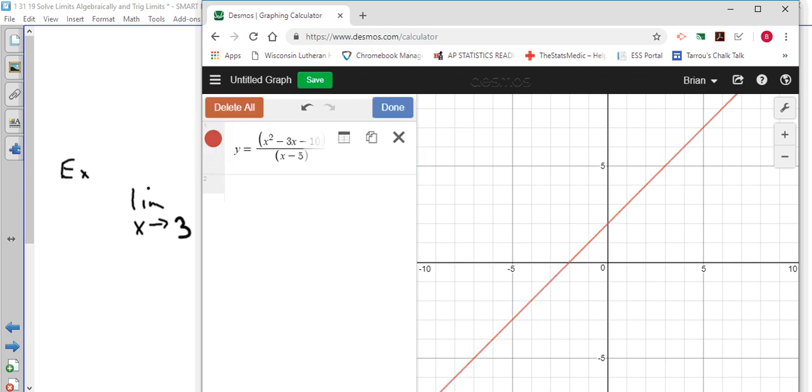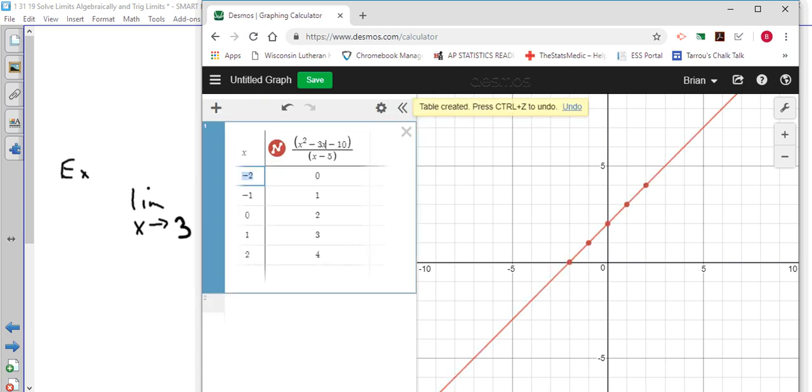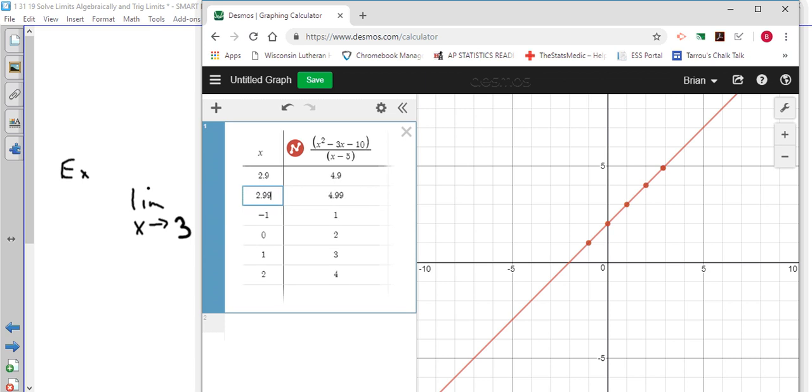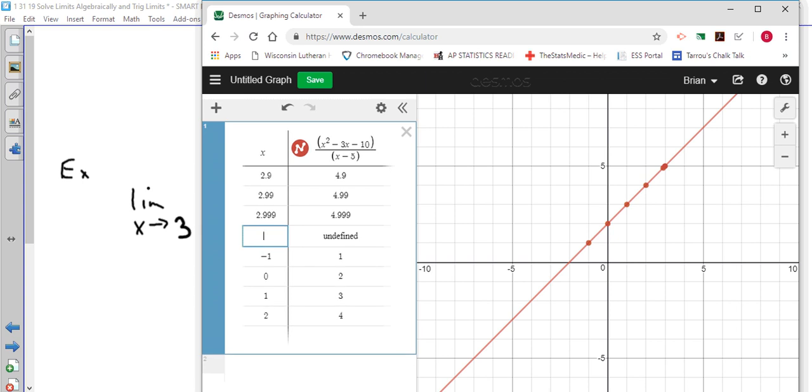If I go to a table, I can plug in some values here. If I want to go closer to 3, the left would be like 0.9, and then I can go 0.99, 0.999, and all these different values. You can start seeing that 4.999 is getting really close to 5. And if I plug in 3 itself, I can see it's 5.